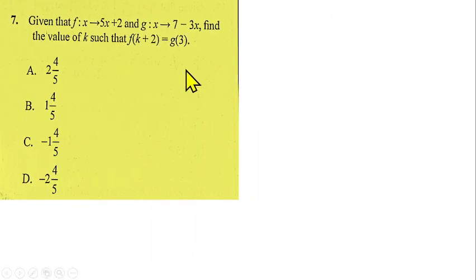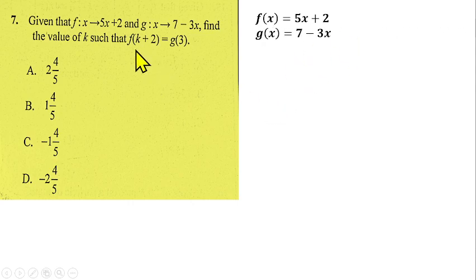Question number 7 is from functions, mapping and function. You are given that f of x is 5x plus 2 and g of x is 7 minus 3x. Find the value of k such that f of k plus 2 is equal to g of 3. So we are given f of x to be this and g of x to be this. So we have to simplify.